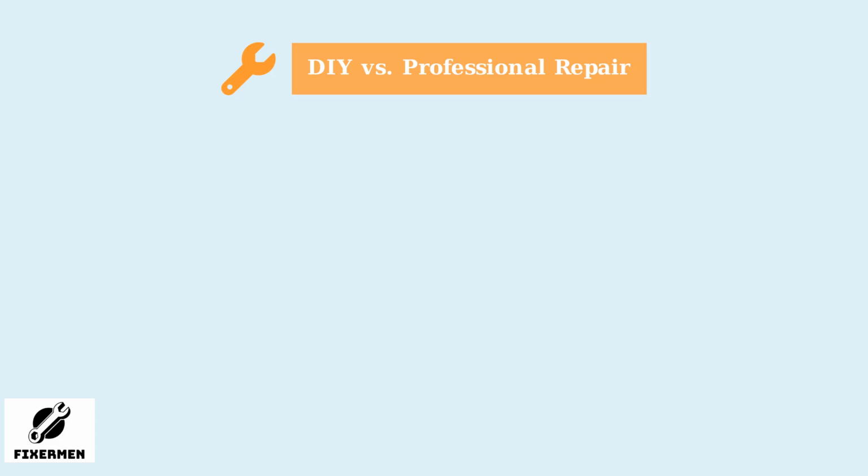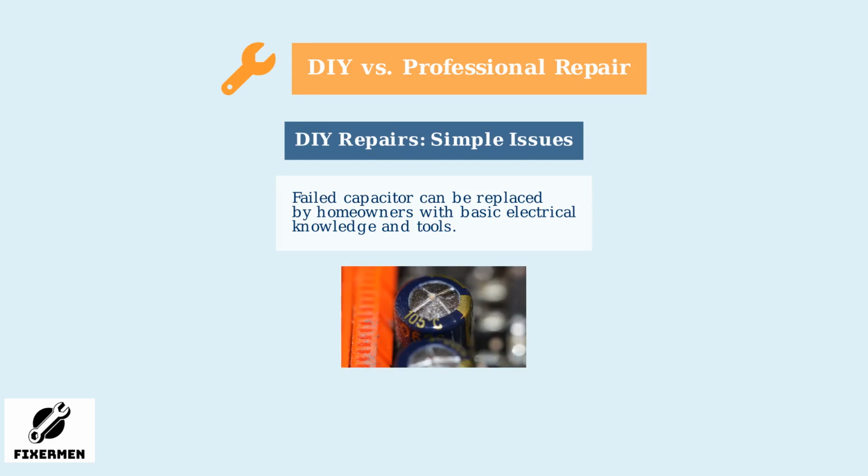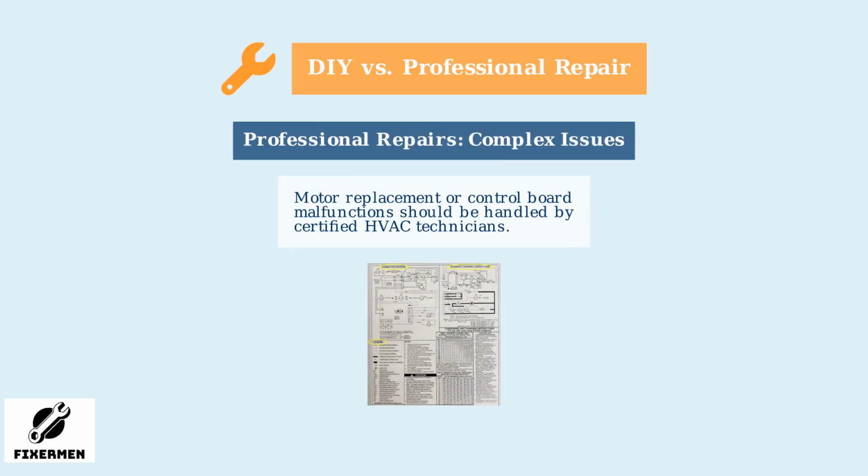When dealing with Carrier error code E6, understanding when to handle repairs yourself versus calling a professional is crucial for safety and effectiveness. Simple issues like a failed capacitor can often be addressed by homeowners who have basic electrical knowledge and the right tools. This is a common fix that doesn't require specialized equipment. However, more complex problems such as motor replacement or control board malfunctions require professional expertise. These involve intricate electrical systems and safety considerations.